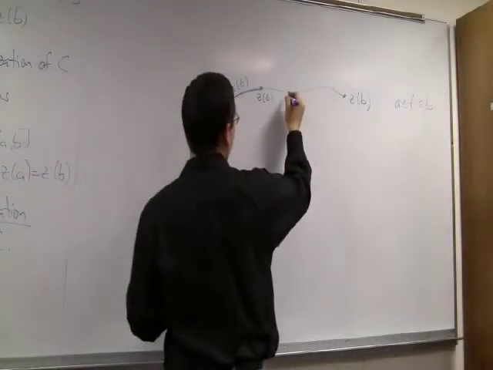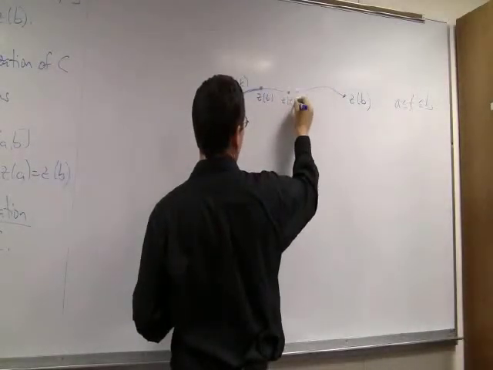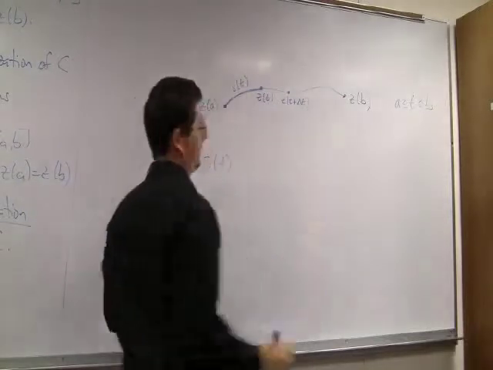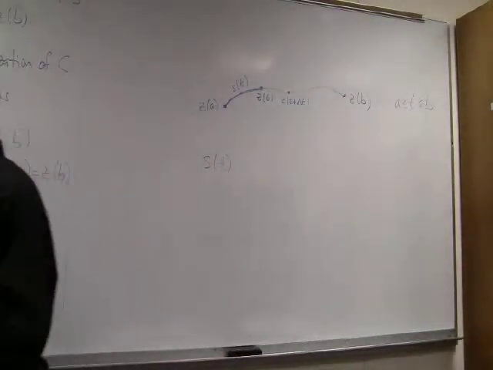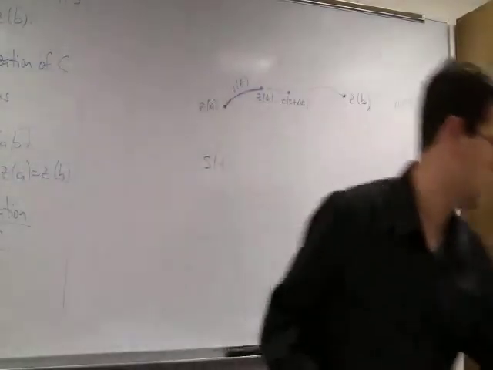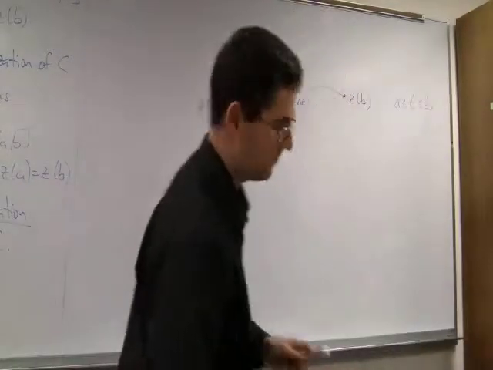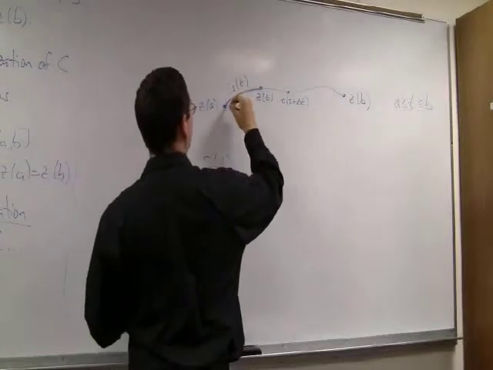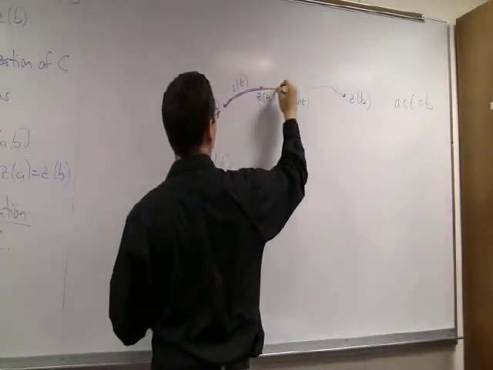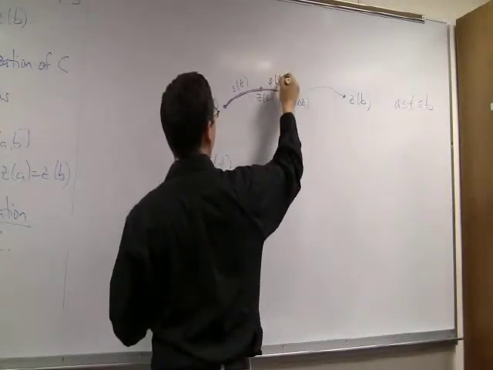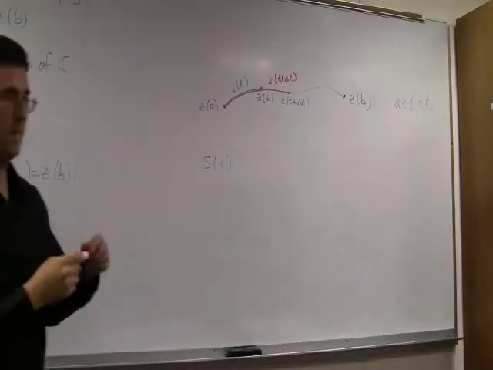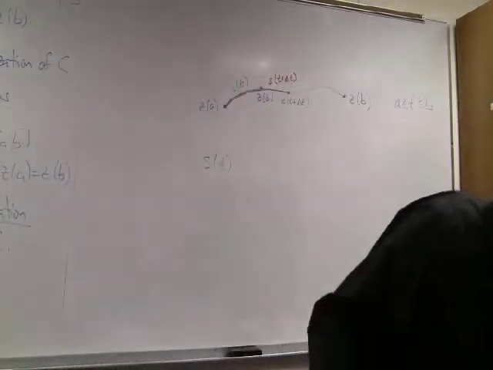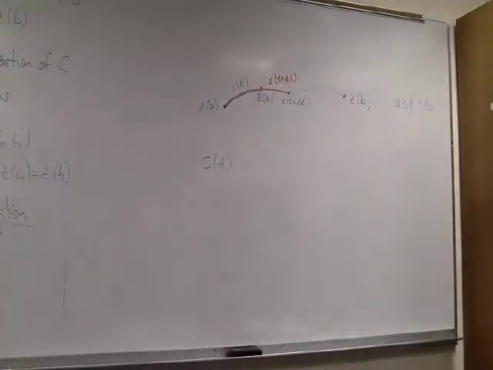So to do that, let me pick a point which is a little bit away from t. I'll call it t plus delta t. And so, okay, S of t plus delta t is the length of that red line.